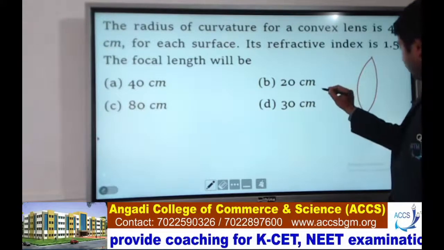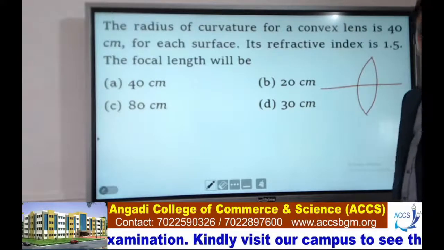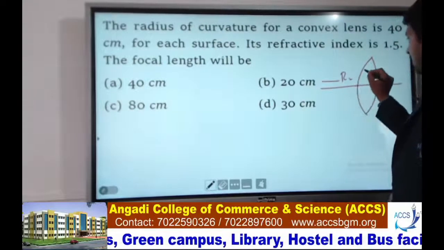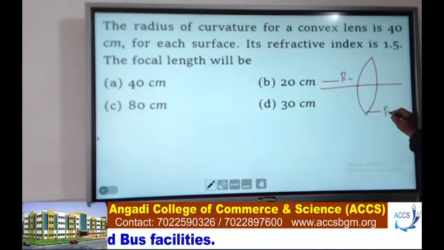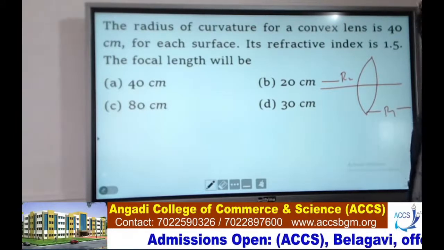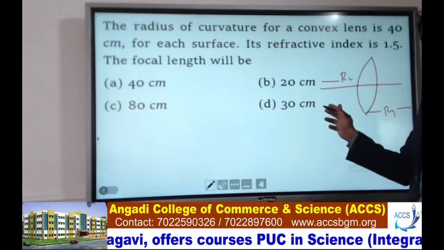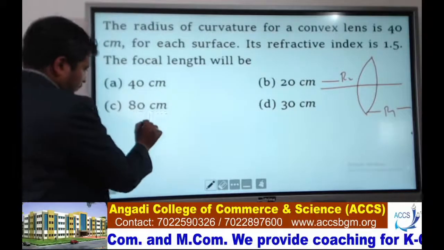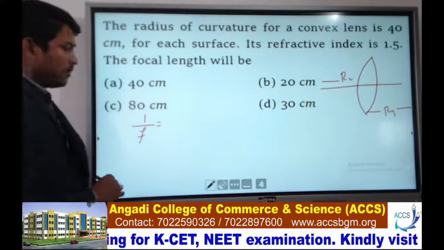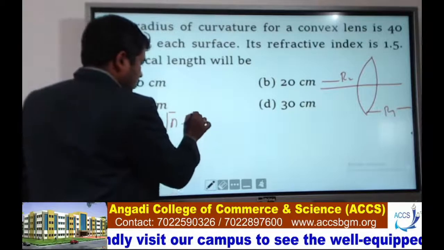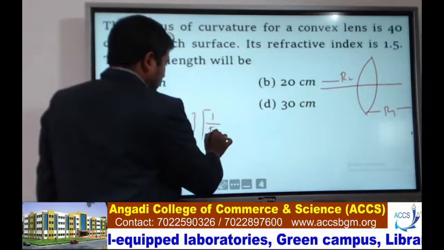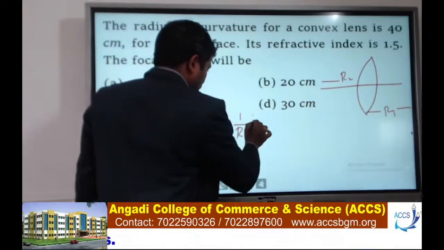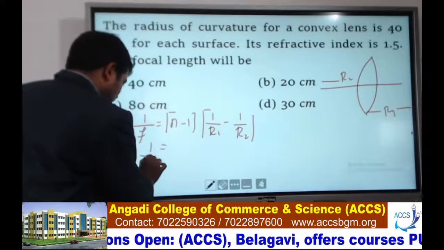Now here I will draw the principal axis and the optical center. This half is taken as radius of curvature R2, and this half as R1. This side is negative, and this side is positive. Now, 1 by f equals the formula we have: n minus 1 into 1 by R1 minus 1 by R2.